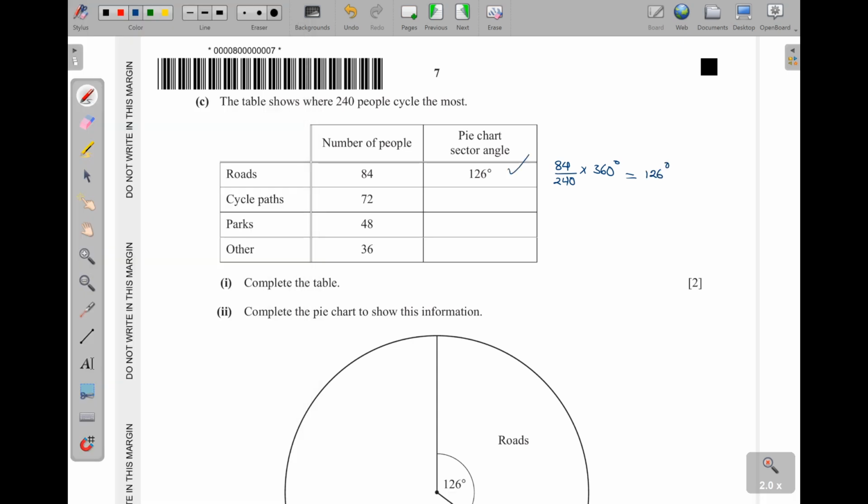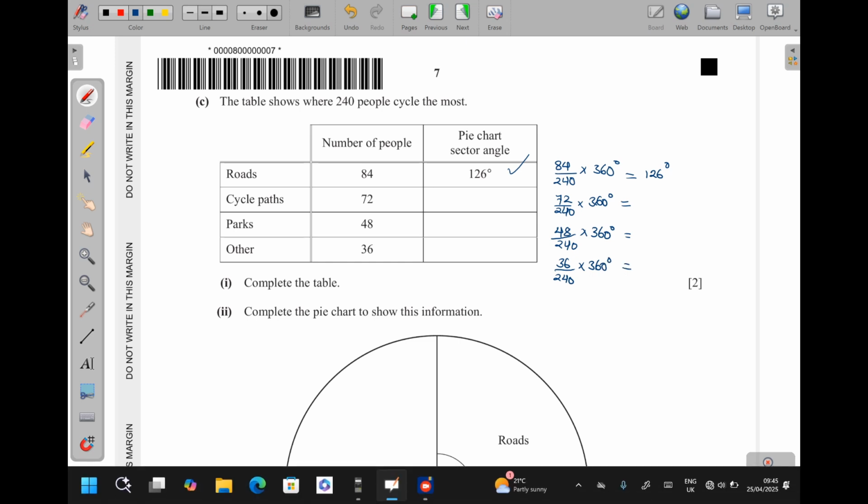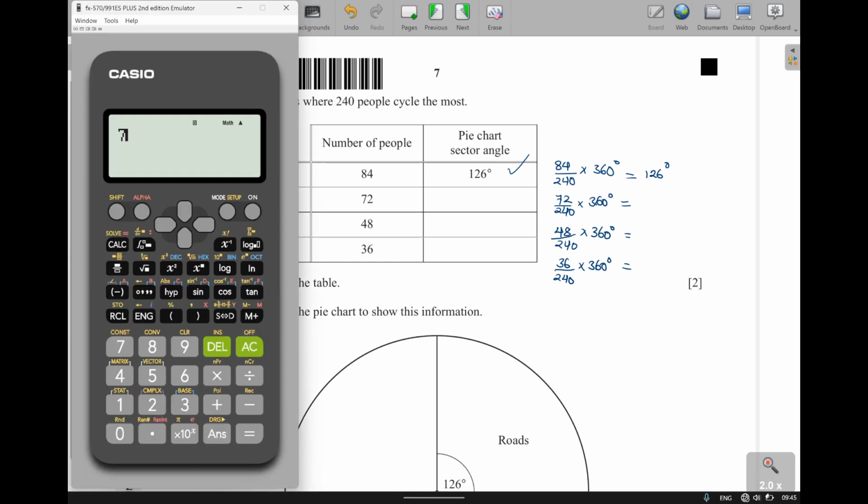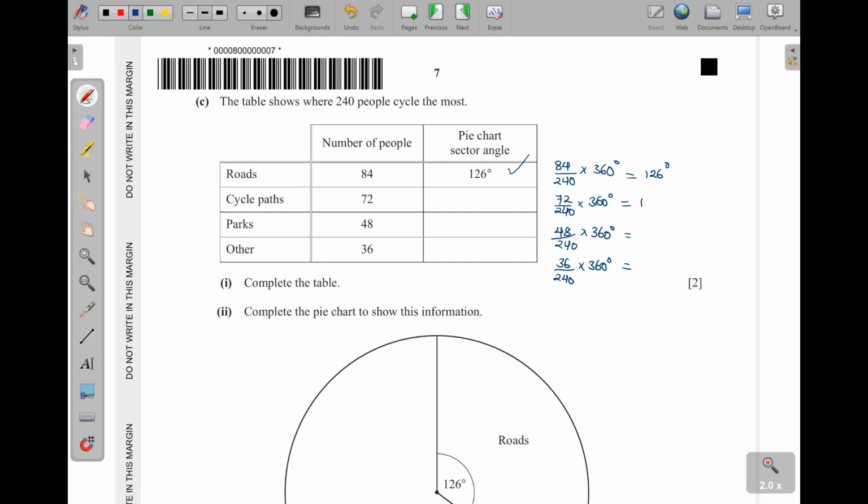It is the same way we are supposed to do the rest: 72 out of 240 times 360. The next one is going to be 48 out of 240 times 360 degrees. What do we get? Then the other one is going to be 36 out of 240, then times 360 degrees. Now, what we have here is 72 out of 240, then times 360. This one will give us 108. So 108, that's the one I'm going to write here.